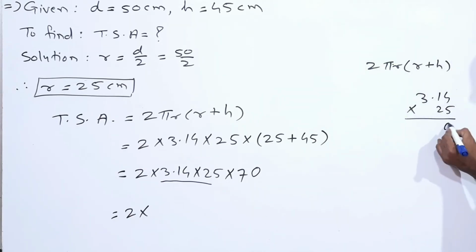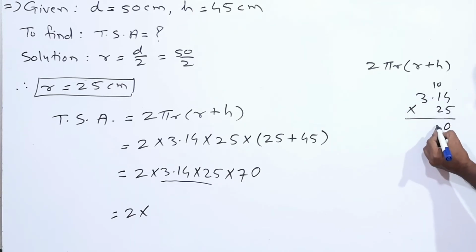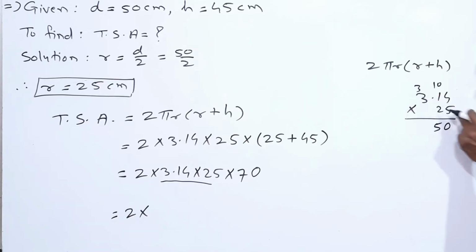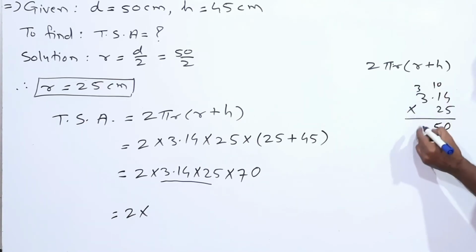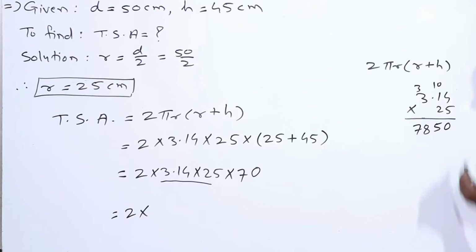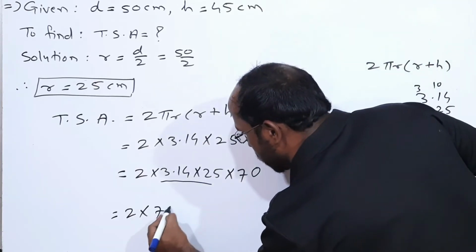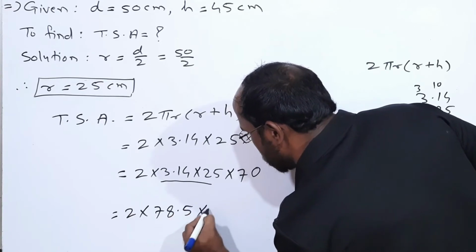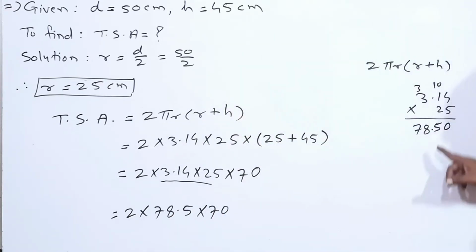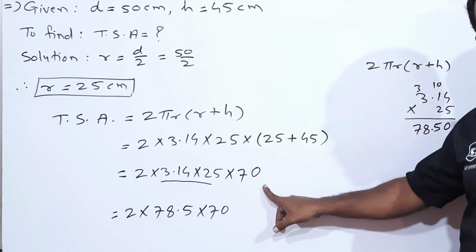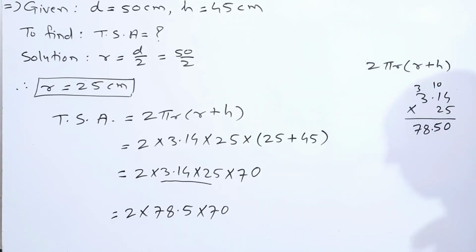25 fours are 100, 10 carried. 25 ones are 25 plus 10, 35, 3 carried. 25 threes are 75 plus 3, 78. Okay, decimal point after 2 digits. So 78.50, which can be written as 78.5. So 2 multiplied by 78.5 multiplied by 70. Now this 78.5 I will multiply by 70, or 7.